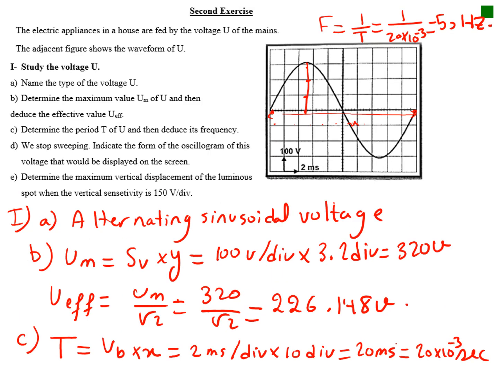Second exercise. The electric appliances in a house are fed by voltage U of the mains. The adjacent figure shows the waveform of U. Study the voltage U. Part A. Name the type of the voltage. Alternating, sinusoidal voltage.